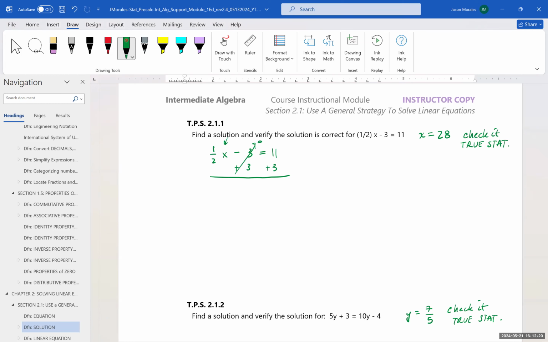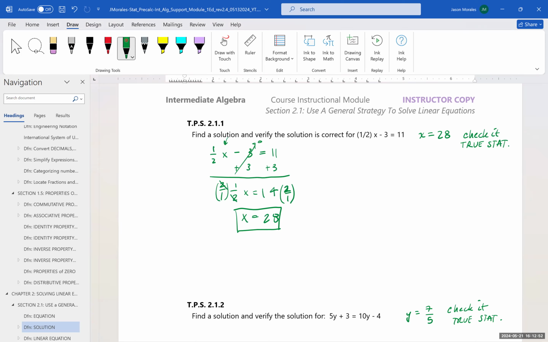And this will add to 0. And so we're left with 1/2 x is equal to 11 plus 3, which is 14. Now here we've got 1/2 x. So to get rid of this 1/2, we can multiply both sides by 2/1. And the 2's will cancel. That leaves us with x is equal to 14 times 2, which is 28. So that's how I got the solution firsthand.